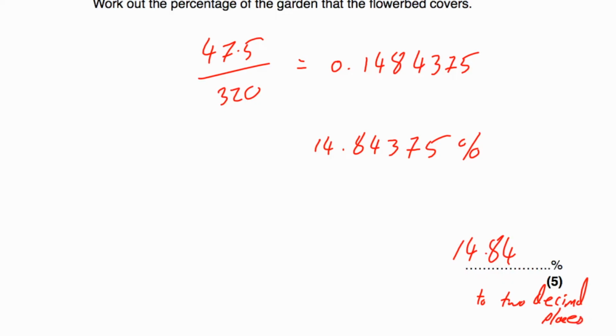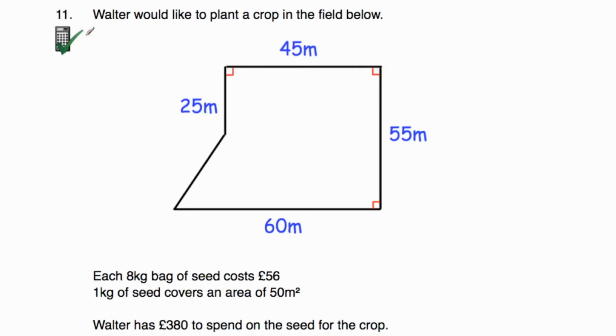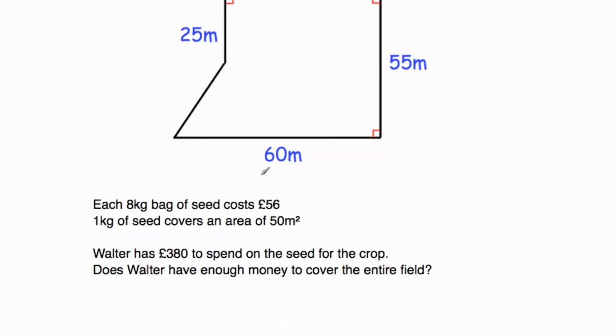Okay, let's have a look at our next question. Let's have a look at question number 11. So question number 11 says, Walter would like to plant a crop in the field below. So we've got this field below, and we're told that each 8 kilogram bag of seed costs £56. And 1 kilogram of seed covers an area of 50 square meters. And Walter has £380 to spend on seed for the crop. Does Walter have enough money to cover the entire field?